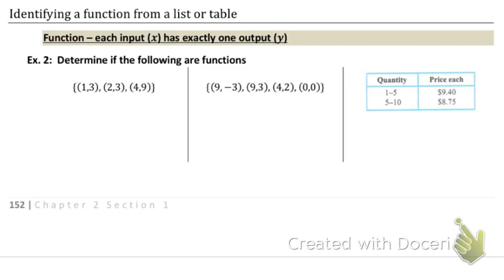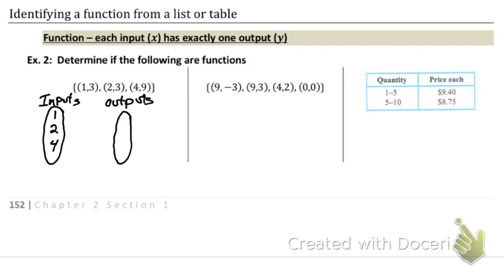All right, continuing down, we're going to determine if these are functions from either lists or tables. One way you can think about this, and how I kind of do in my head, or I write it down, I'm just going to list my inputs and outputs. So my inputs here are going to be those first numbers. That would be 1, 2, and 4. Our outputs are going to be 3, I'm not going to list that again, it's just 3 and 9.